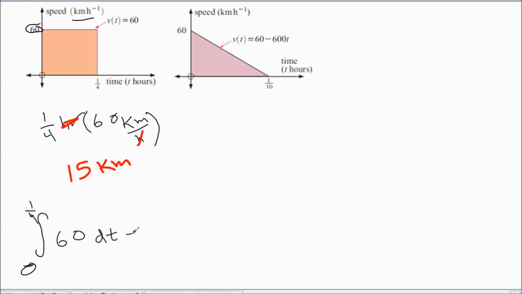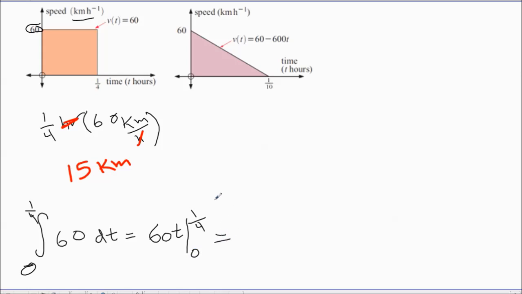And so now we can integrate. Okay, so remember, we're doing the add and divide rule. And so this has no variable with it. Well, now when we integrate, we're going to get a variable. And so we're going to get 60t. We've done that. And now we've got our bounds from 0 up to 1/4.